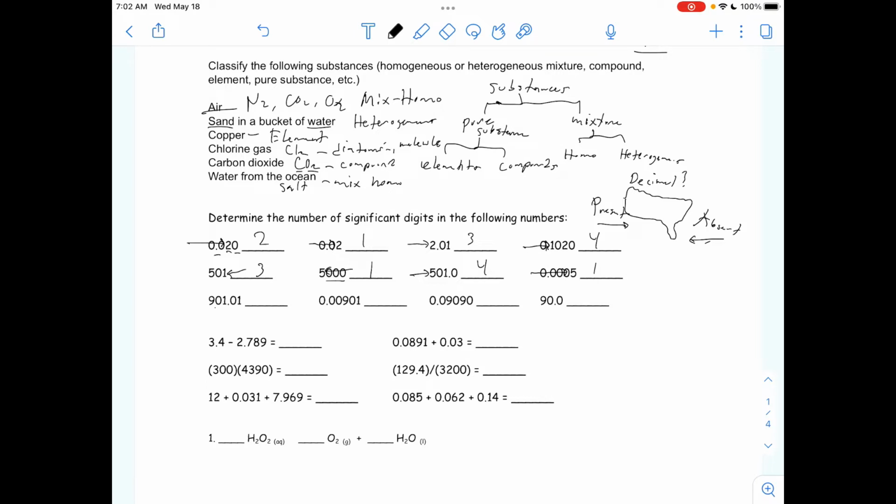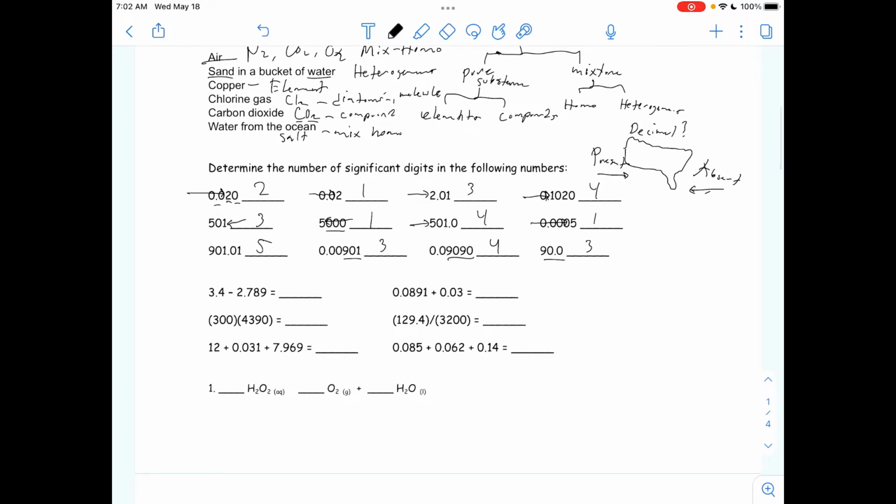Or you can just memorize the rules, right? Any zeros in a sandwich, they count. Trailing zeros only count if there's a decimal, and zeros in front never ever count. So this one would have 5, this one would have 3, this one would have 4, and this one would have 3. Now why that matters is because when we do calculations, we need to go with the least precise value, because that is the value we're least confident of.